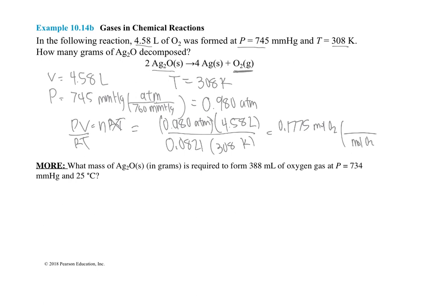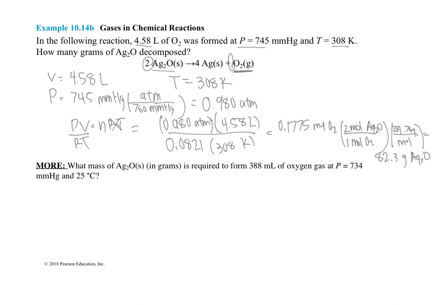So now I can go use my stoichiometry. Moles of oxygen to moles of silver oxide. Now I'm going to use my stoichiometric coefficients. 1 oxygen, 2 silver oxide, and now that I'm in moles of silver oxide, I'm going to use molar mass. So silver oxide's mass is 231.74 grams in a mole. So I can find out that 82.3 grams of silver oxide decomposed.